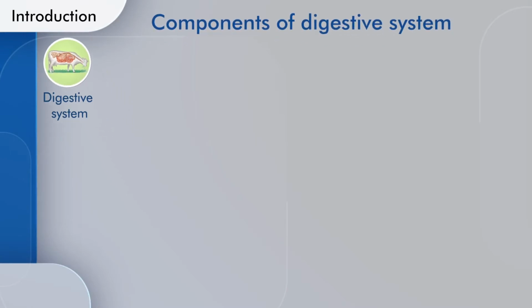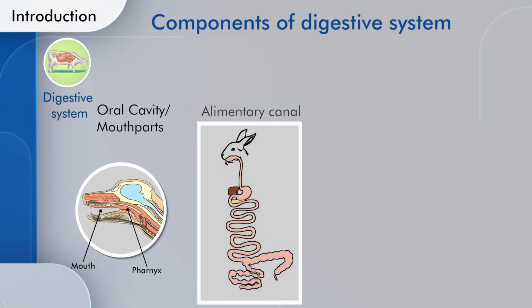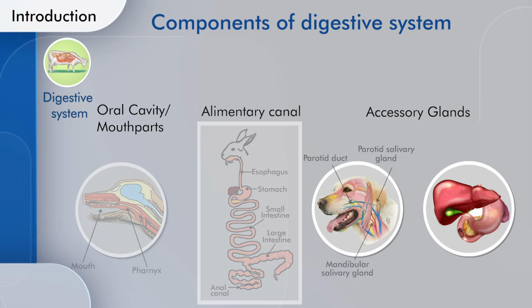Components of the digestive system are mouth, pharynx, alimentary canal, a muscular tube consisting of esophagus, stomach, small intestine, large intestine, anal canal, and accessory glands: salivary glands, liver, pancreas.